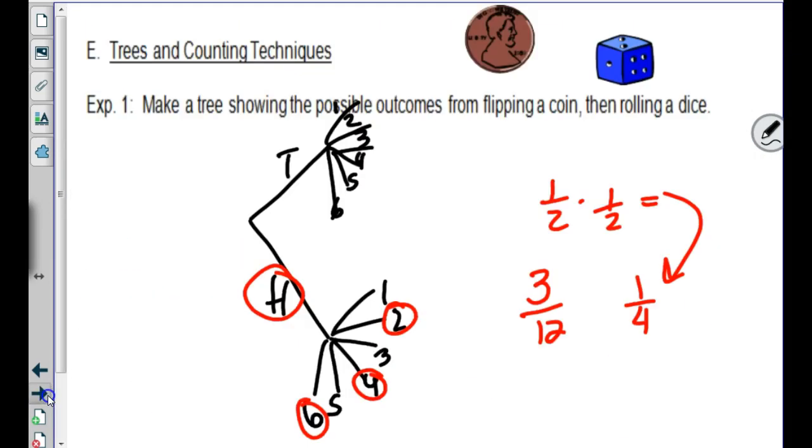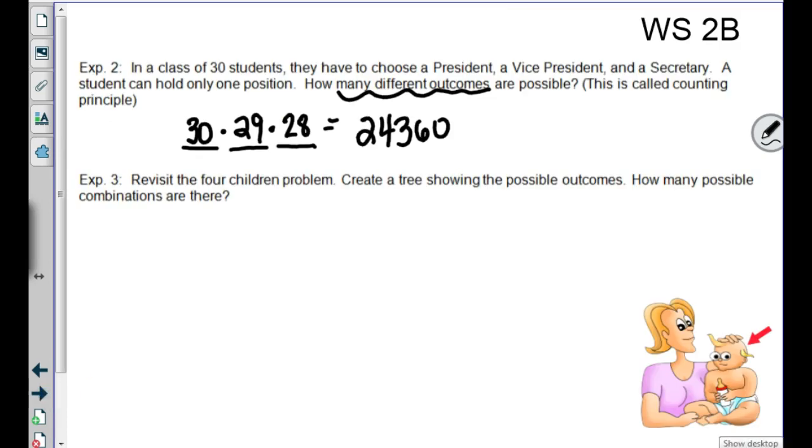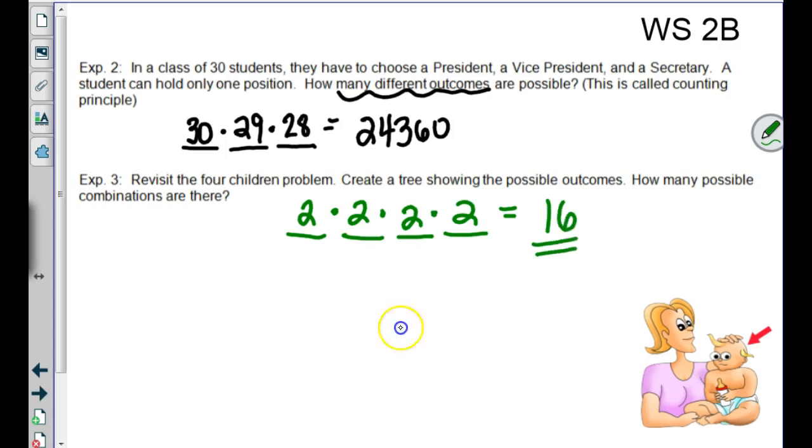So just like I showed you briefly yesterday, if you're having 4 children, you have 2 possible outcomes for gender for each of the 4 children. So there's a total number of 16 possible outcomes.